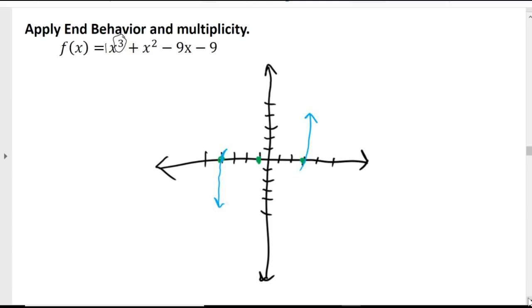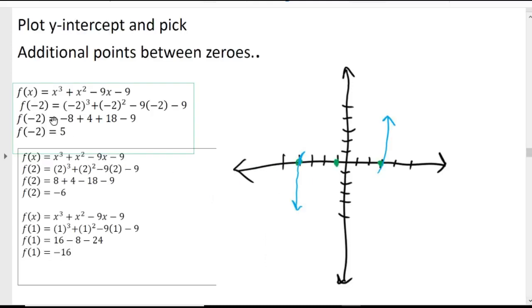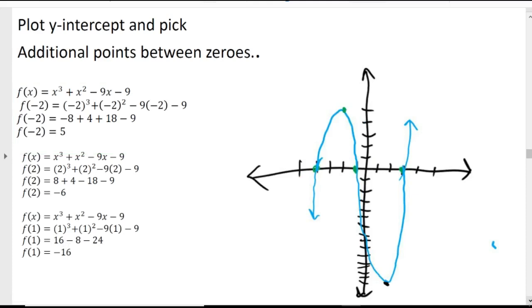Then we need to plot additional points. And so here I chose negative 2, positive 2, and 1. So when we choose negative 2 and plug it in for all the x's, we end up with a 5. When I plug in a 2, I end up with a negative 6. And when I plug in a 1, we end up with negative 16. So if we plot those points, then we can see our graph is going to look something like this.